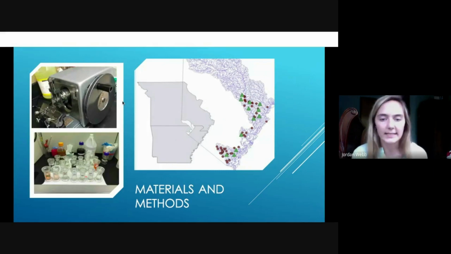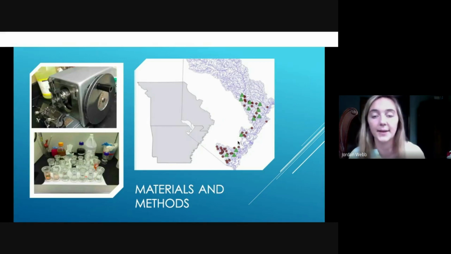So this is how we decided to approach this project. First of all, I want to point out the 12 streams that we looked at for our project, and they're represented by green triangles. The little red dots are poultry houses, and as you can see, there are several poultry houses around this area.